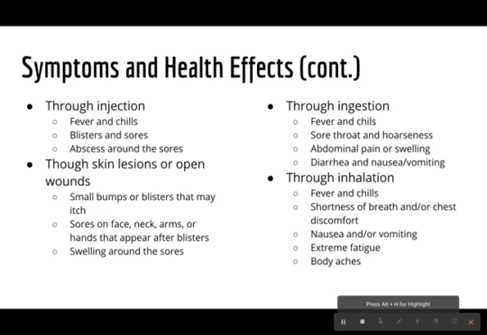If somebody were to ingest or consume contaminated products, food products, beverage products, with the Bacillus anthracis endospores on them, they would generally experience symptoms like fever and chills, sore throats and hoarseness, abdominal pain or swelling, diarrhea and nausea or vomiting. And if somebody were to inhale those endospores and contract anthrax that way, they would generally experience fever and chills, shortness of breath and or chest discomfort, nausea and or vomiting, extreme fatigue, and body aches.